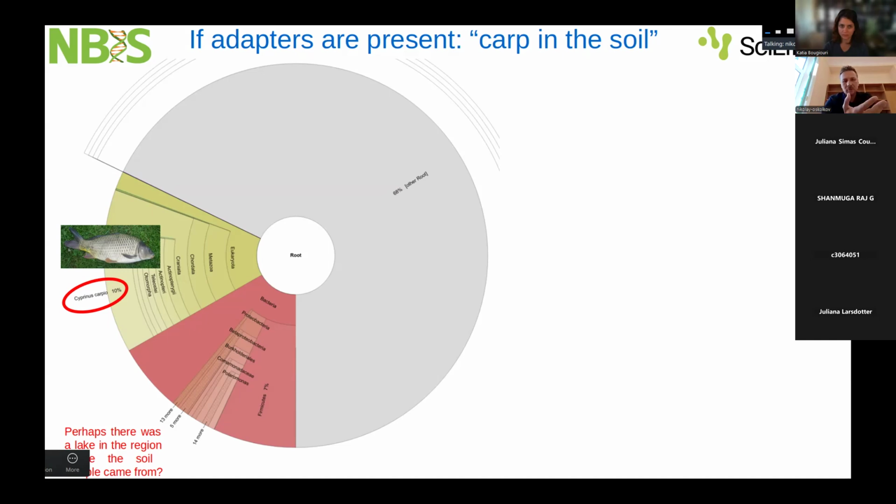Well, to the best of my knowledge, it was not like a lake or anything like this, but maybe there was a lake, back in time. That's an interesting hypothesis. Unfortunately, that just means that you forgot to trim your adapters, or your adapter removal didn't work. So this funny example is actually related to adapter removal.